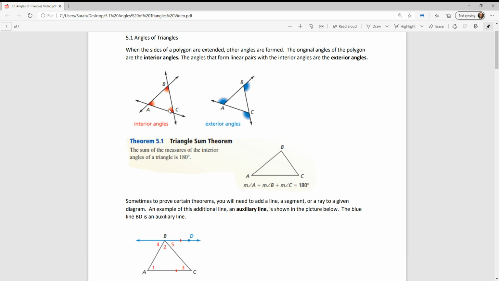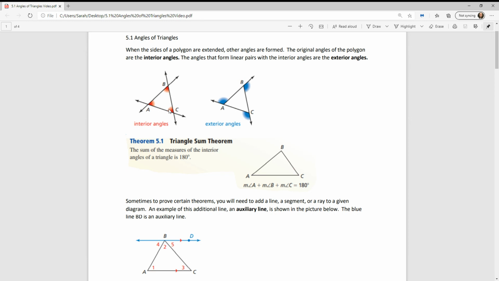Each triangle also has exterior angles, which are easier to see if you extend each side length a little bit past where it would normally go. So these three blue marked angles are exterior angles. Sometimes we use exterior angles to help us prove things or find missing angles of the inside or interior of a triangle.